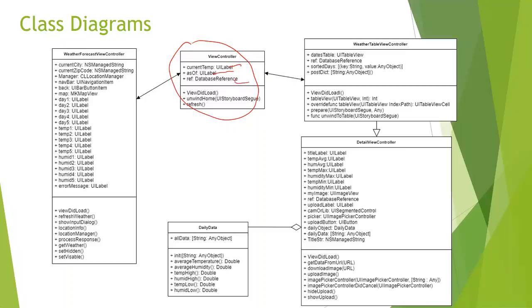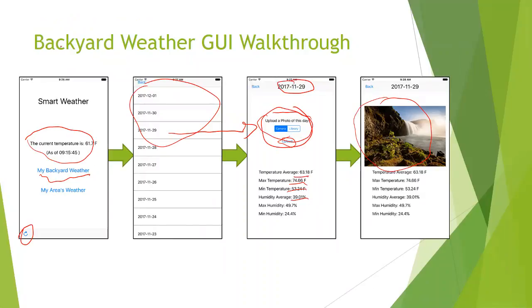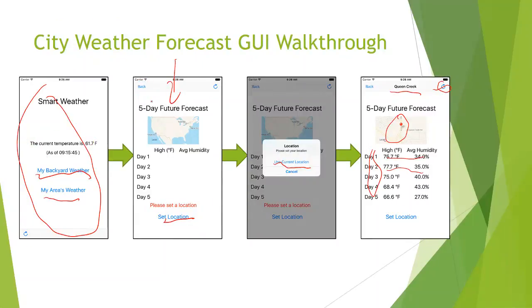So when you're downloading the weather data from Firebase, you use something called the database reference. So here we have our generic viewDidLoad, some unwind, home, and then we have this refresh, which updates these two labels here to give you the most recent weather information. And so that's how that gets called. This section here, the weather forecast view controller, is going to be this view controller.